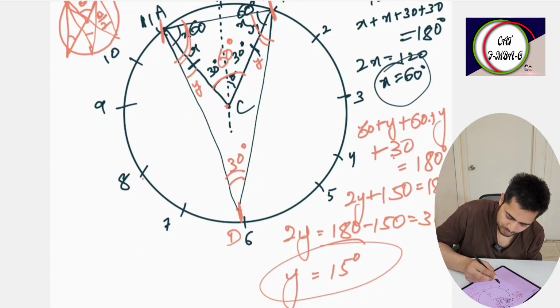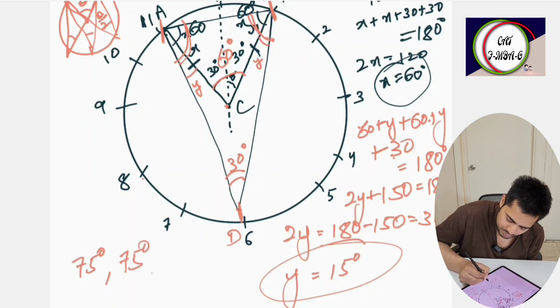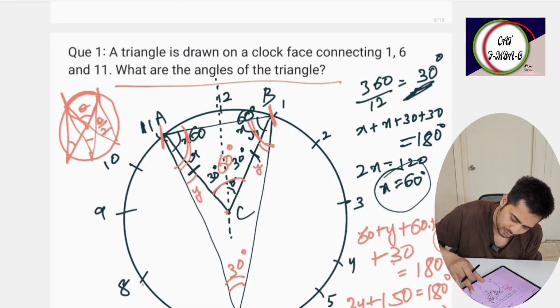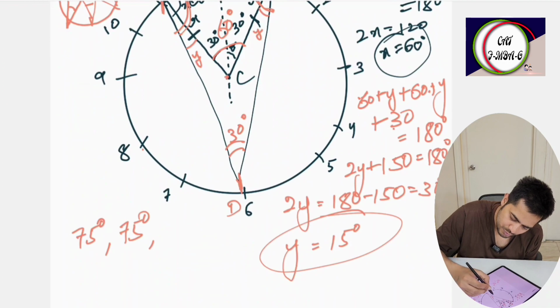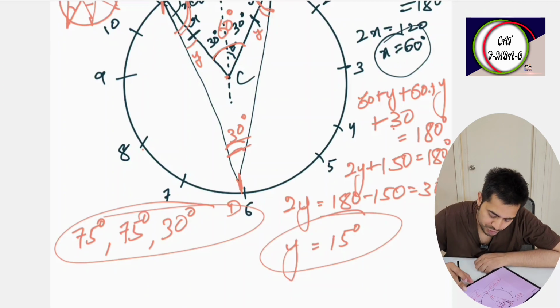This angle is 60 plus 15, 75, and this angle is 60 plus 15, 75. What is asked is the angles of the triangle, and this is going to be 30 degrees, 30 degrees. So these are the angles of the triangle. Let's move ahead to the next question.